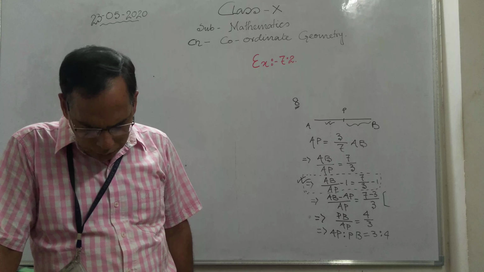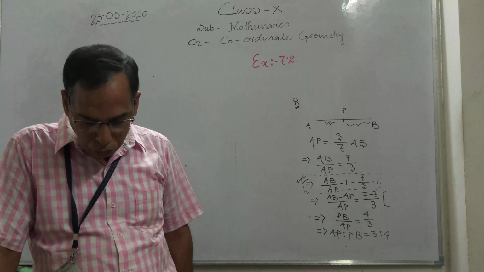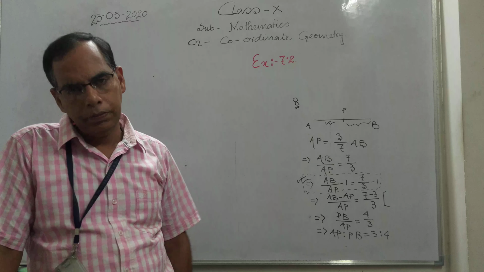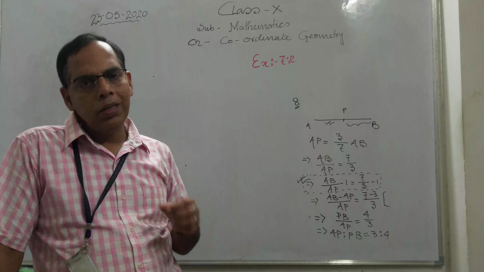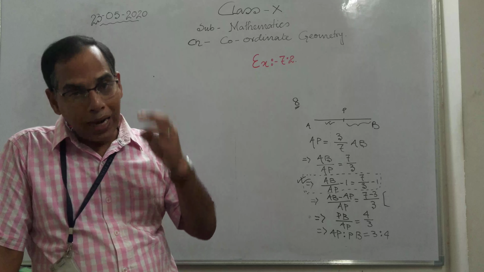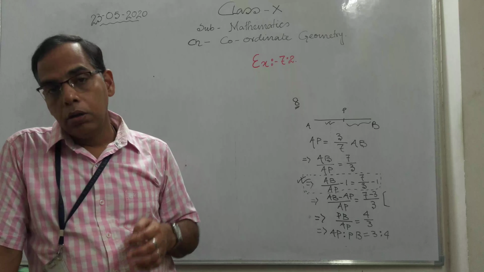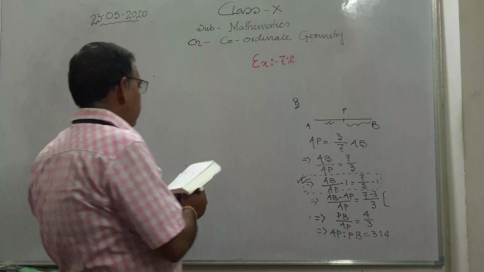Find the coordinates of the points which divide the line segment into 4 equal parts. We got the midpoint, that is a bisecting point. We got the trisect. Now we got 4 equal parts. So let's see question number 9.